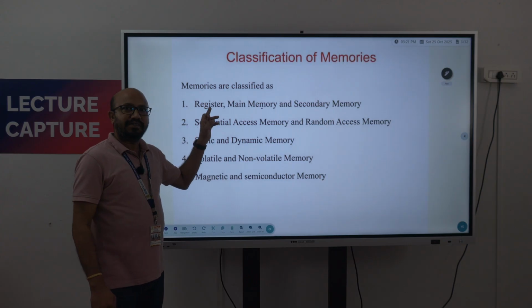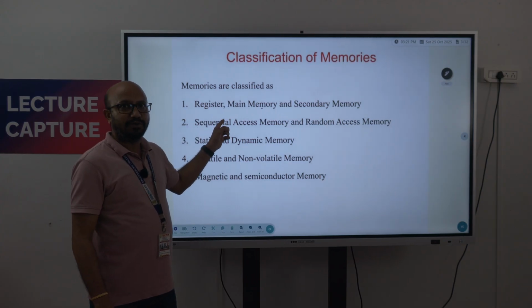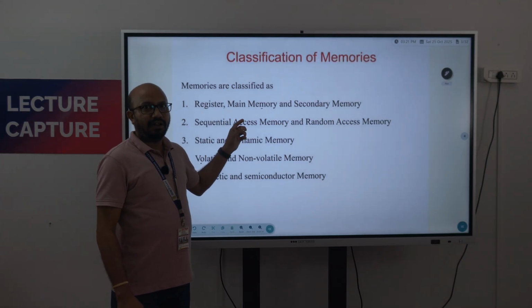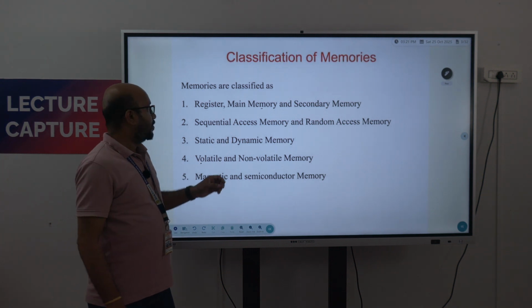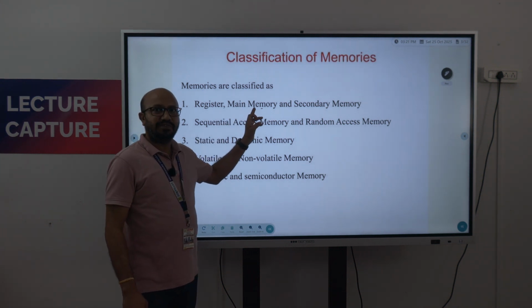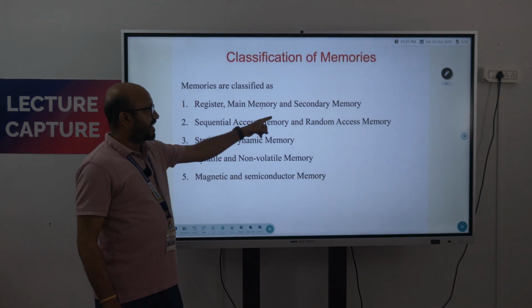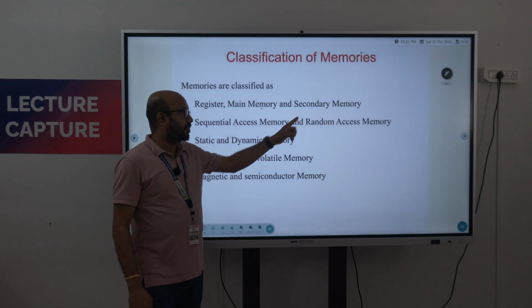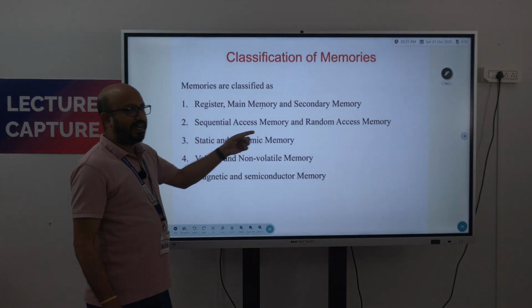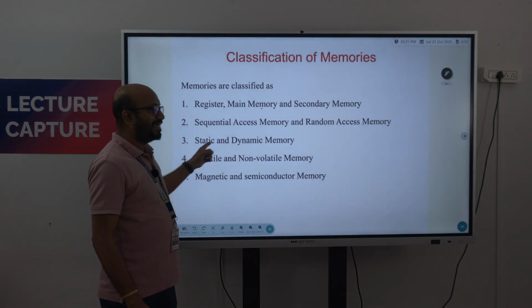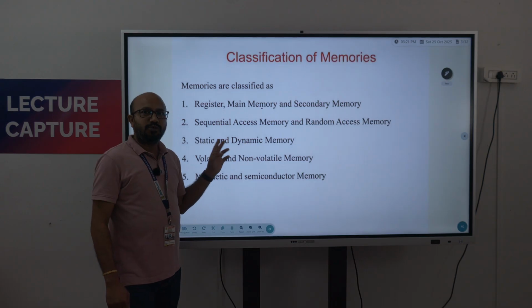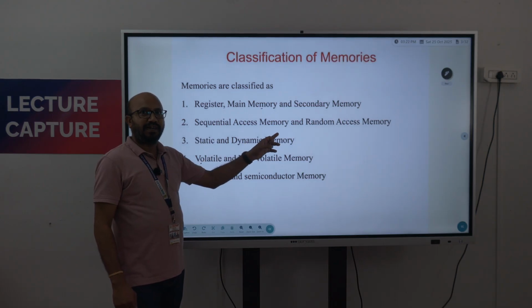For example, registers are nothing but cache memory, which is used in the computer processor. All processors have a cache memory. The main memory is classified into two types: one is RAM and the other is ROM. Secondary memory is nothing but the hard disk. Then sequential access memory and random access memory, and static and dynamic memory. These are the two types of memory classified under RAM.